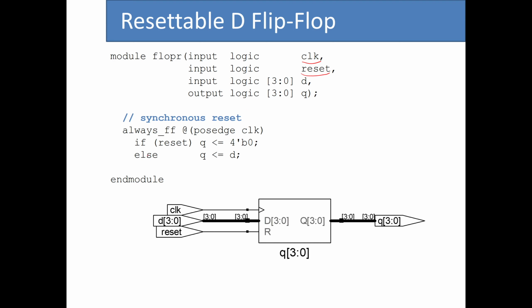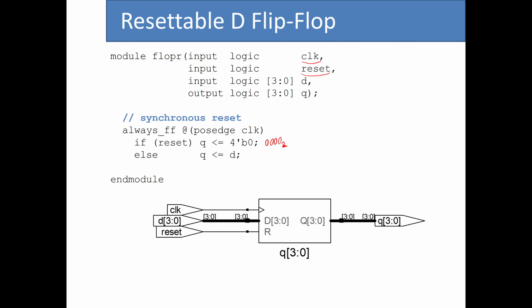To do that, we use if-else statements inside the always_ff. If reset, that means if reset is true, Q gets 4 bits of 0. So basically it gets a binary value with all the values being 0. Else means that if reset is not 1, Q gets the value of D. So again, it is very straightforward, similar to the way that we describe the functionality of the flip-flop. We actually use the same description to implement the flip-flop.